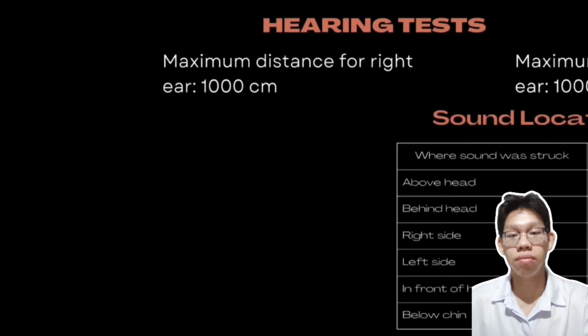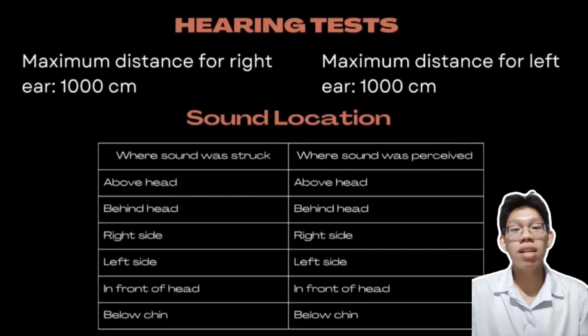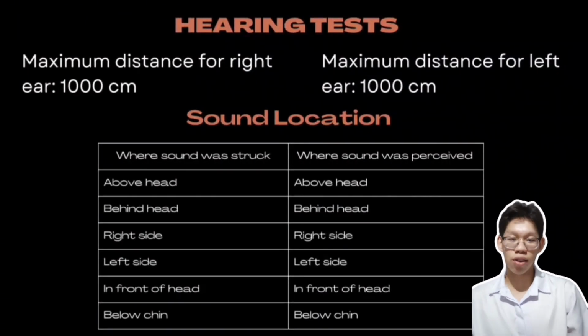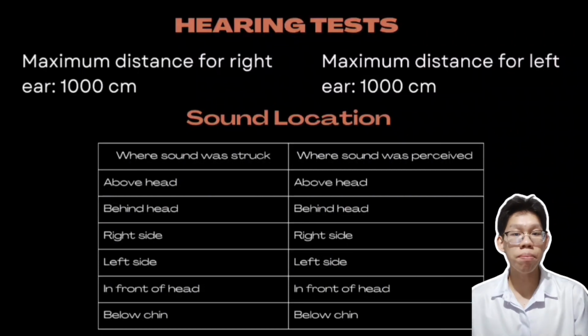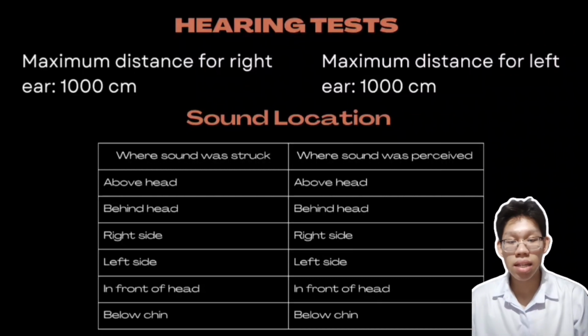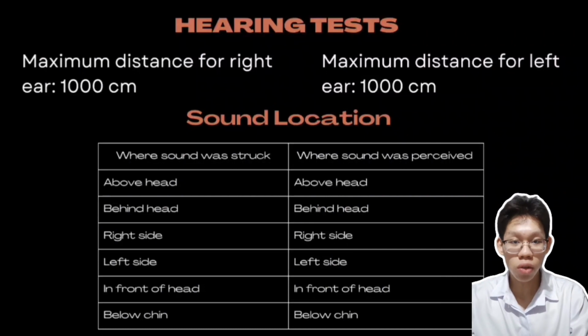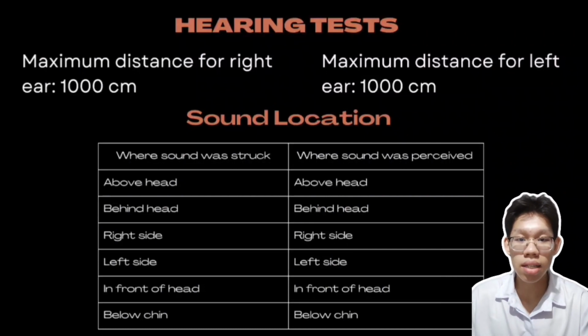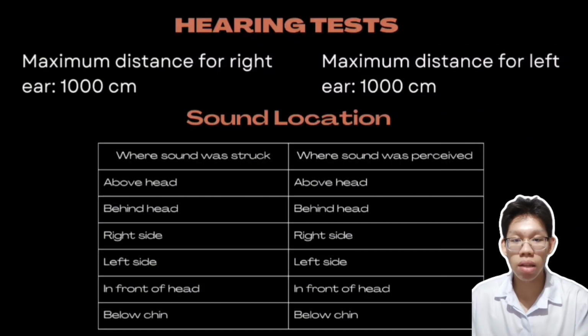Lastly, for the hearing test, we are testing for sound location. Have your lab partner sit with eyes closed. Strike a tuning fork in different locations: above head, behind head, left side, right side, in front of head, and below the chin. The sound should be perceived at the location where the fork was struck. As we can see in our results, the sound was received in the rightful location, indicating that the ear is normal.